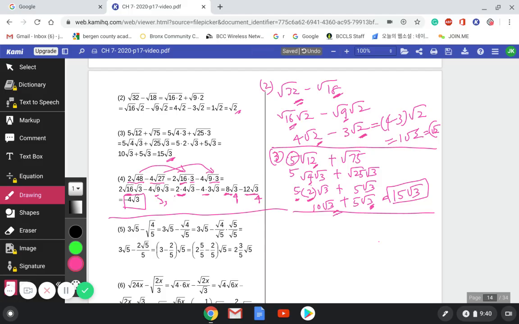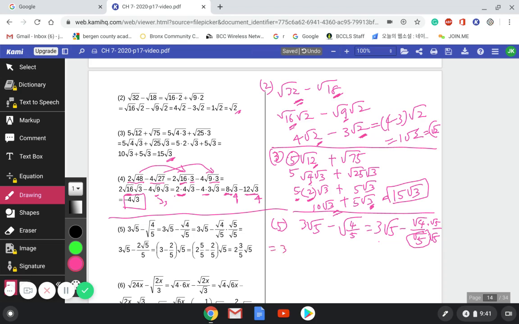Now, in number 5, you have a 3 radical 5 minus square root of 4 divided by 5. That's the same as 3 radical 5 minus, you separate radical 4 divided by radical 5, but you are not allowed to have a radical at the denominator, so you have to do something called rationalizing it. The way you rationalize it is you somehow make the denominator an integer. In this particular case, you multiply radical 5 both top and bottom to keep the equality.